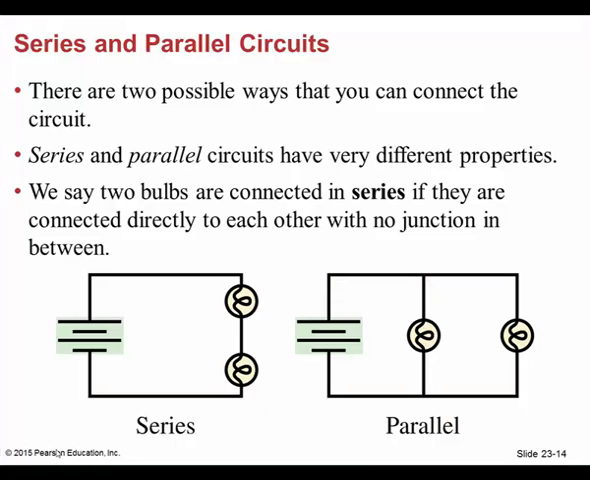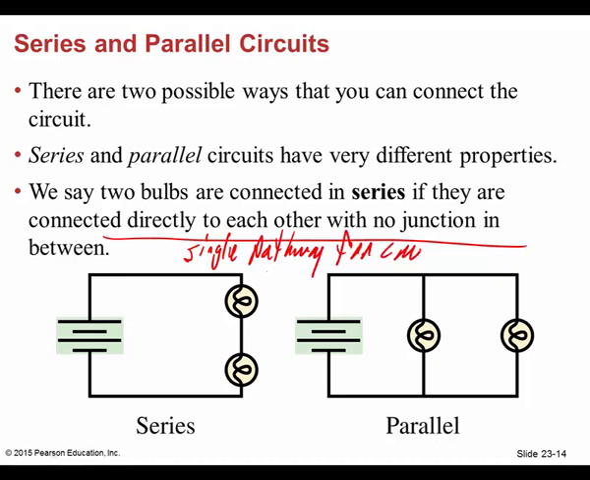All right, now series and parallel circuits. What do we mean by series and parallel? It's very easy to understand. Series, we have one path. The best thing to remember is that series components are connected directly to each other with no junction in between them. In other words, we have a single pathway for current to flow. A single pathway for current to flow is a series circuit, all right?